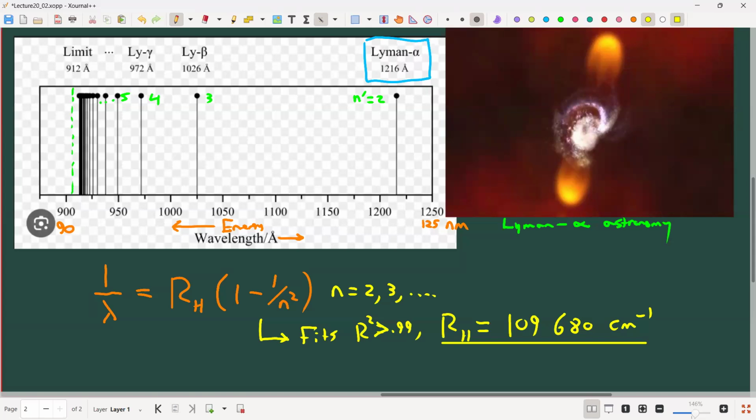But the thing that made Lyman's result interesting is to go back into Fraunhofer's visible spectrum and look for hydrogen in the visible. This is in the UV. We can't see these lines at 100 nanometers. It's well past the blue.